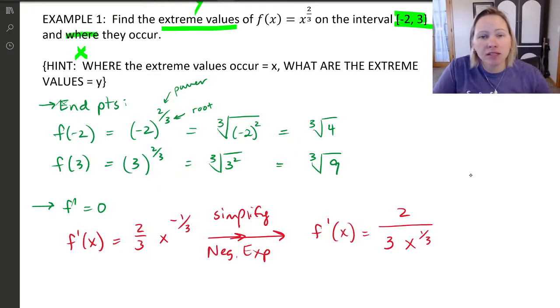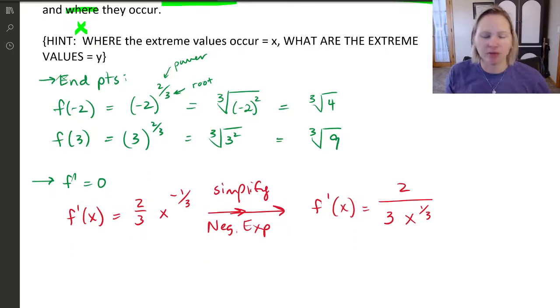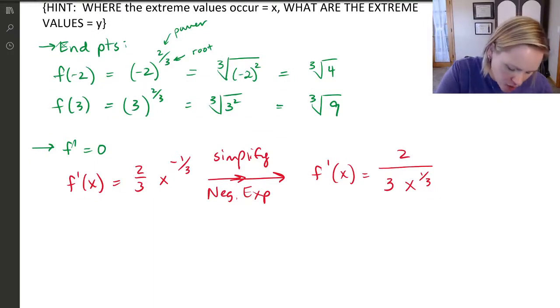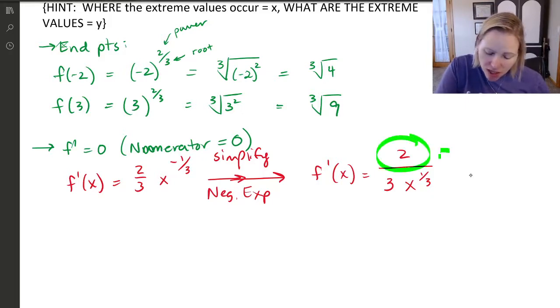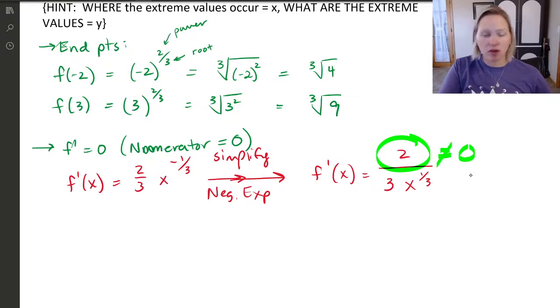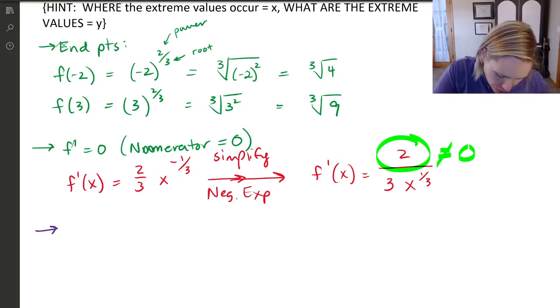Now, here's why I want to simplify, and here's why I like fractions and rational expressions here in this unit. When I'm looking for where f prime is 0, essentially, if I have a fraction, I'm going to look for where the numerator of any sort of fraction expression I have is equal to 0. Now, since my numerator here is just 2, that's never going to be equal to 0. So there is nowhere where my derivative is 0. So I'm done with that step. But I still have to go on, and now I have to find where f prime is undefined.